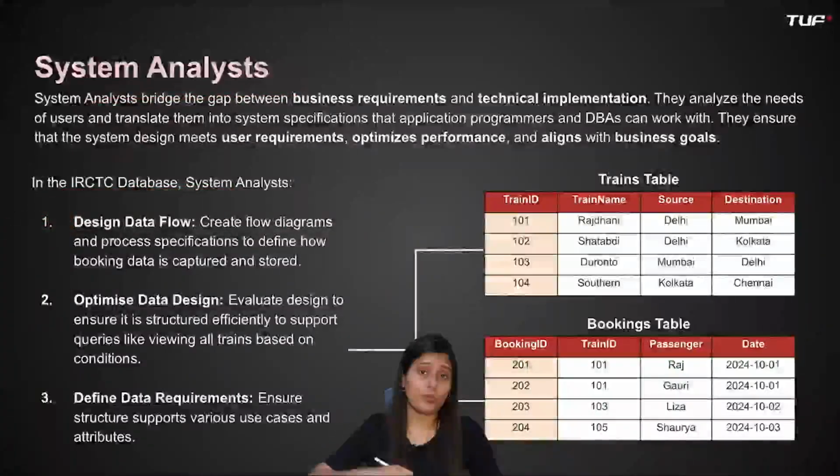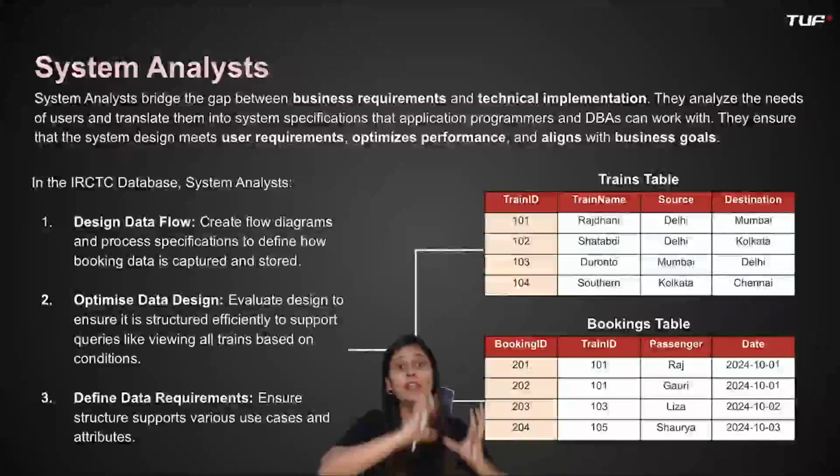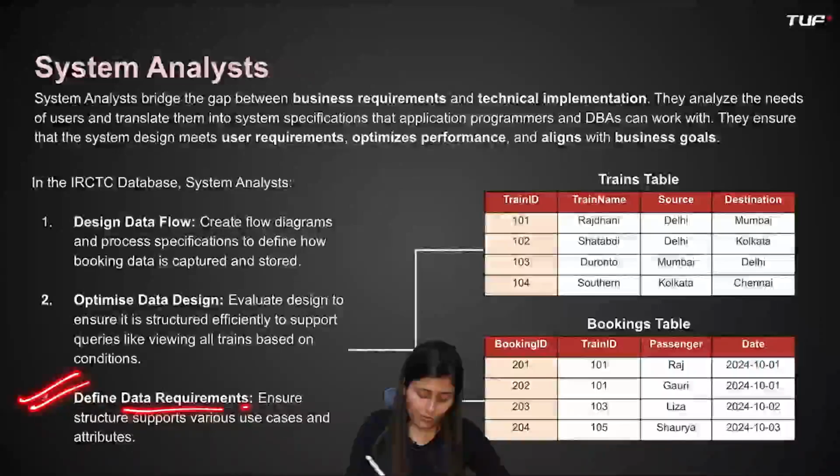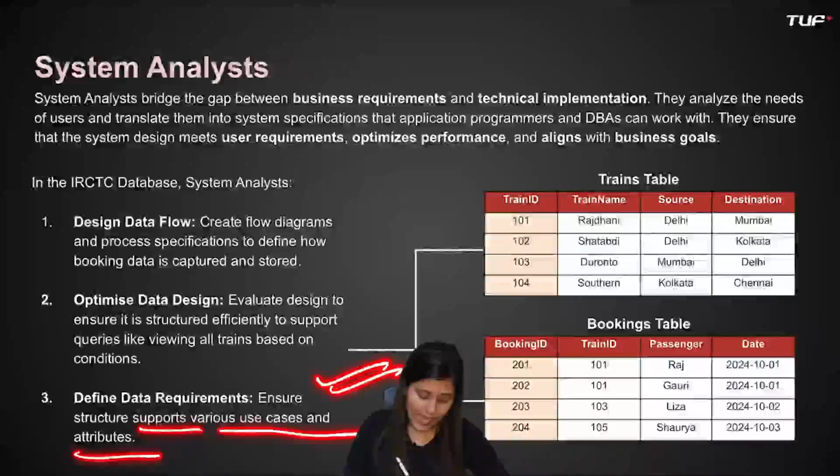An application programmer is responsible for implementing that logical thinking into actual programming. They are also responsible for optimizing data design, basically evaluating the design to ensure that it is structured efficiently to support queries like viewing all trains based on conditions. And next is defining data requirements. Basically they ensure the structure supports various use cases and attributes.